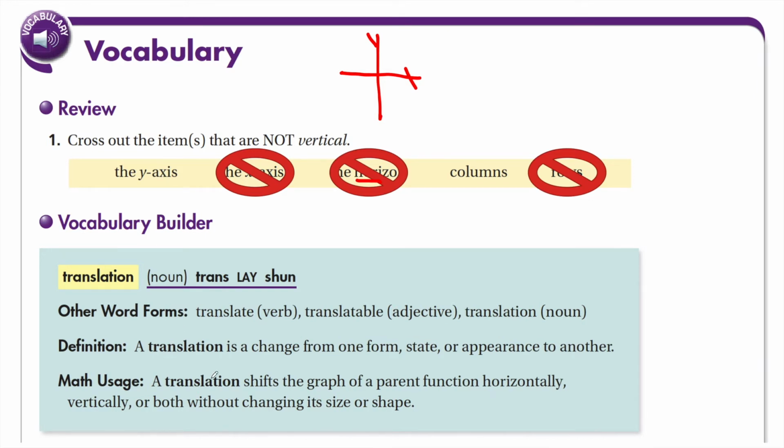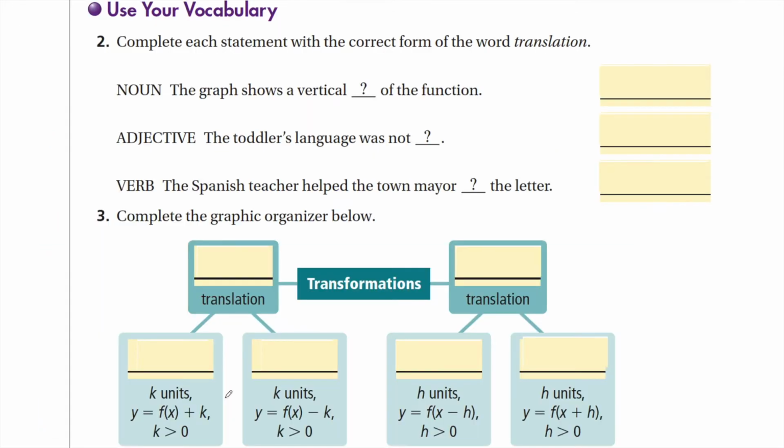Translation. A translation is a change from one form, state, or appearance to another. A translation shifts the graph of a parent function horizontally, vertically, or both without changing its size or shape. Complete each statement with the correct word of translation. The graph shows a vertical translation of the function. The toddler's language was not translatable. And the Spanish teacher helped the town mayor translate the letter.